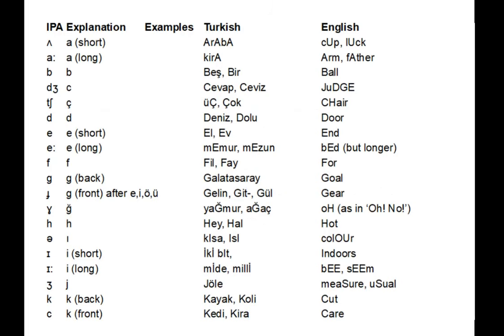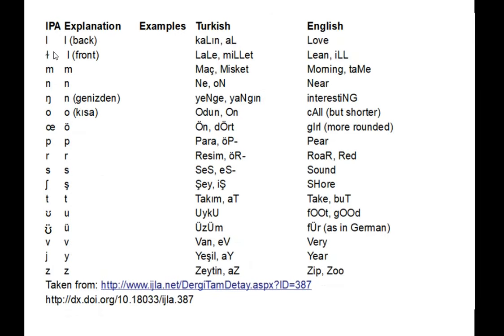Let's have a quick look at the alphabet. We have A, B, C, Ç, D, E, F, G, Ğ, H, I, İ, J, K, L, M, N, O, Ö, P, R, S, Ş, T, U, Ü, V, Y, Z.